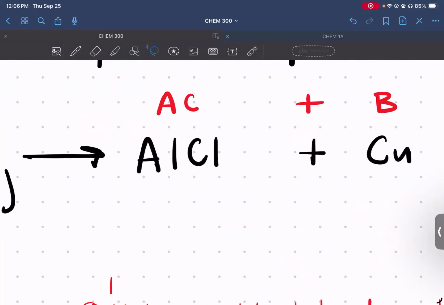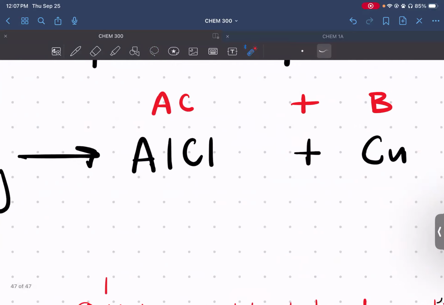Looking at the individual products, starting with copper. Copper is by itself, so it's not in a compound, no crisscross needed. It's fine as is. Aluminum in group 13 has a +3 charge. Chlorine in group 17 has a -1 charge. This is what tells us that the 3 is going to get carried down, the 1 is going to get carried down, leading to AlCl3.